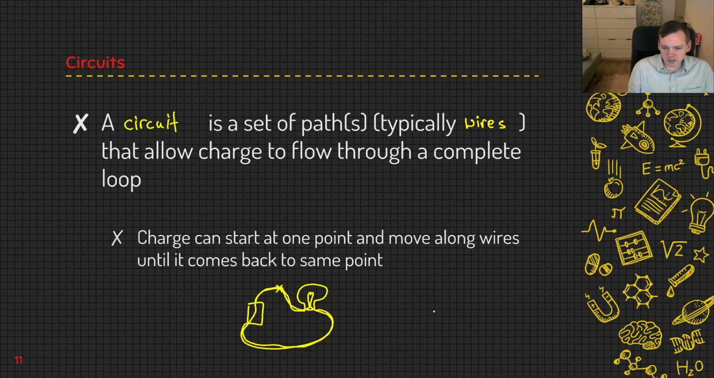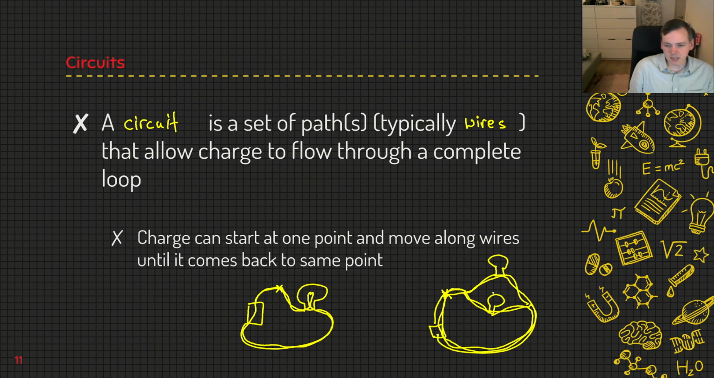Another example of a circuit might be something that looks like this. Two light bulbs hooked up to a battery. In this case, again, if I have a charge that starts here, it can move along. It can choose to go through either light bulb. It can go through the bottom one, loop back around, come through the battery, and get back to where it started. Likewise, it can also go through the top, loop around, and come back.